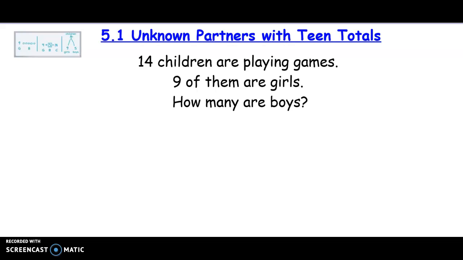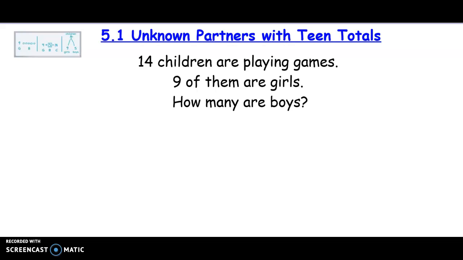Hi, first graders. We're moving on to Unit 5. So you're going to need the new math workbook. We should have used all of the papers out of the old math workbook. And we are going to be starting some work with teen totals and unknown partners.